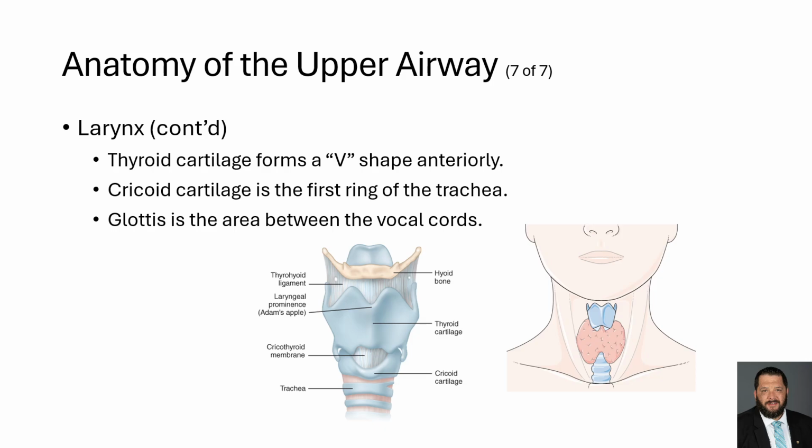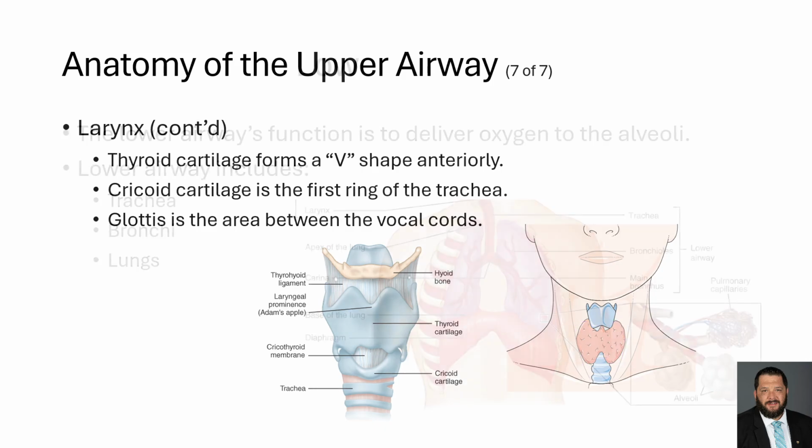Looking again at the larynx here, you can see the thyroid tissue just below the thyroid cartilage. The thyroid cartilage forms a V shape anteriorly, toward the front of the body, and the cricoid cartilage is that first ring of the trachea. And the glottis is the area between the vocal cords in the trachea.